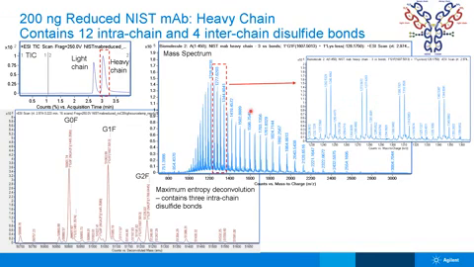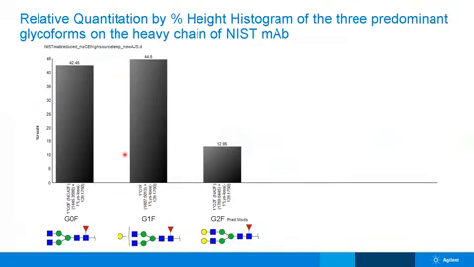From this maximum entropy deconvolution, we see that the heavy chain contains 3 interchain disulfide bonds, and we're able to identify the 3 glycoforms on the heavy chain, the G0F, G1F, and G2F. We can get relative quantitation of these 3 glycoforms on the heavy chain of the NIST mAb as shown here, for the G0F, G1F, and G2F.